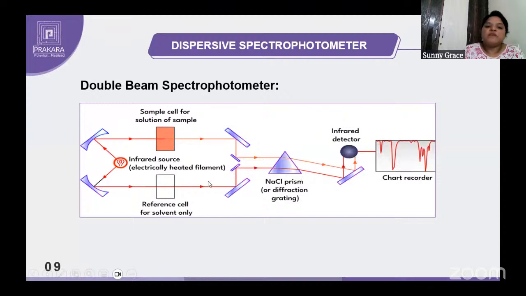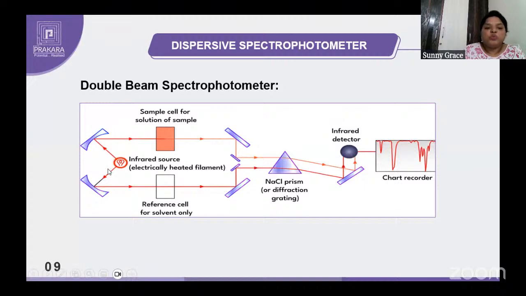In the same way, in the second half rotation, it will be closed to the sample cell, and the second beam which is coming from the reference cell comes and falls on the mirror, and then it will pass through the prism and finally reach the detector. And it will be recorded with the help of the chart recorder. So this is the double beam.